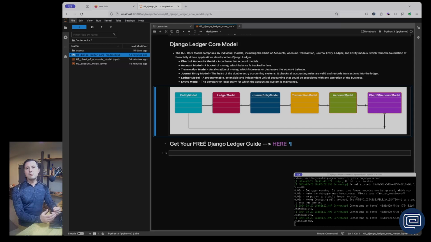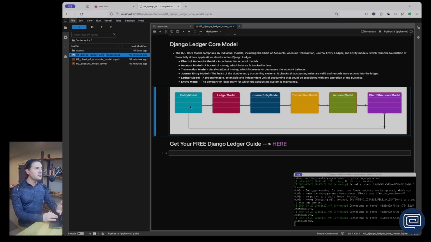A ledger model functions as a piece of your entity for which you can generate any financial statement you want at any point in time. Transactions associated with a ledger model are independent from any other ledger model within your financial system. There is a one-to-many relationship between the ledger model and the journal entry model. That means that a ledger model can have any number of journal entry models associated with it.